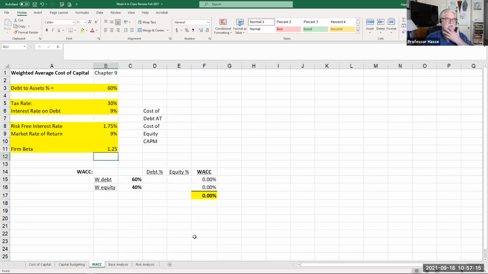First of all, here's a company that has a debt to assets relationship of 60%. It has a tax rate of 30%. It has an interest rate on their debt of 9%. It has a risk-free rate of 1.75%. It has a market rate of return of 9%, and it has a beta of 1.25. What is this company's cost of capital? Take a moment to look at that.